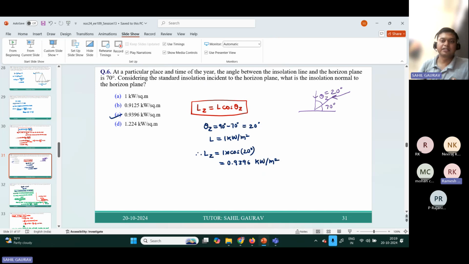Here they are asking about this LZ. So for finding LZ, this value is given, L is given, and this angle is given, horizon plane. So this is 70, and this LZ will be L into cos theta z. So this will come as 0.9396.